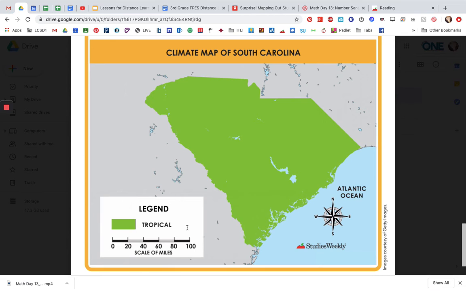All right, so number 1, what does the word deciduous mean? Number 2, what is the climate like in South Carolina? Number 3, why is having a warmer climate good for farmers? And number 4, what are some challenges we face in South Carolina due to the humid tropical climate?